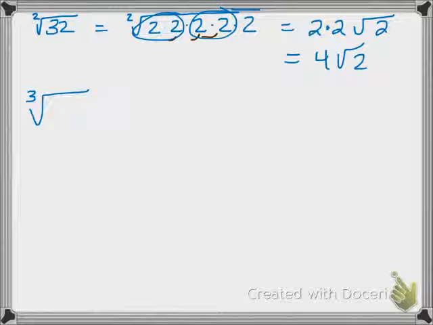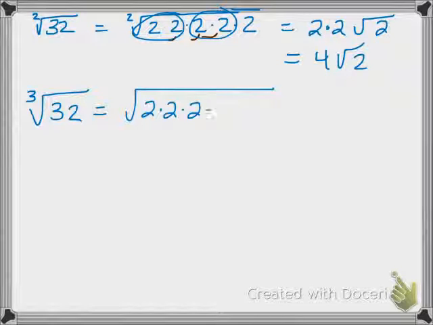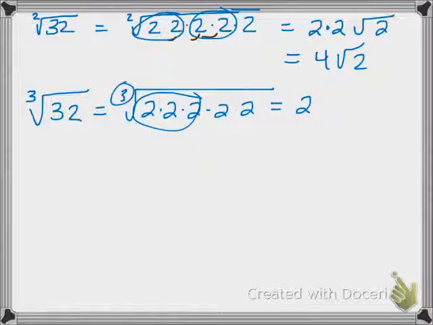Now, if I had the 32 but with a 3 there, the numbers inside, there's five 2's. We already know that. Because it's a 3, we need to look for groups of 3. So we look for a group of 3, and there it is. How many groups do you have? 1. So we write 1 two outside. What's left over inside? 2 times 2, which is 4, and don't forget to put the cube root.